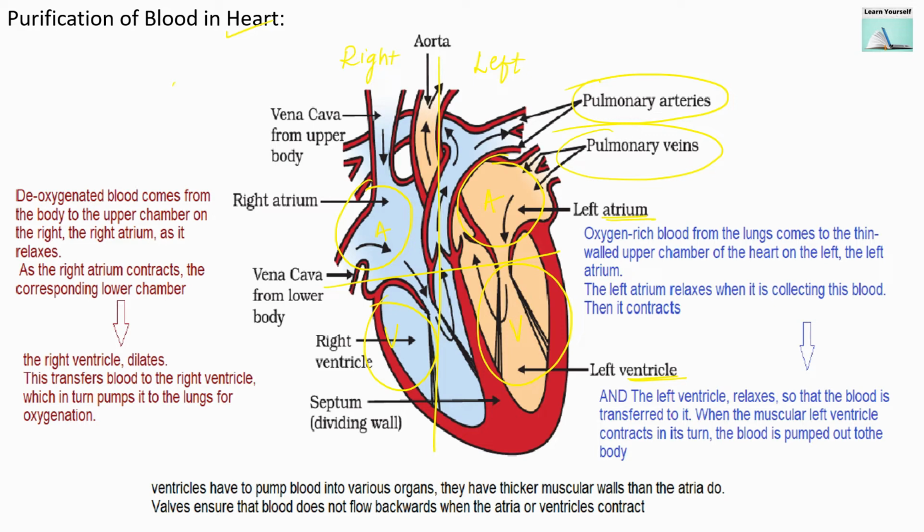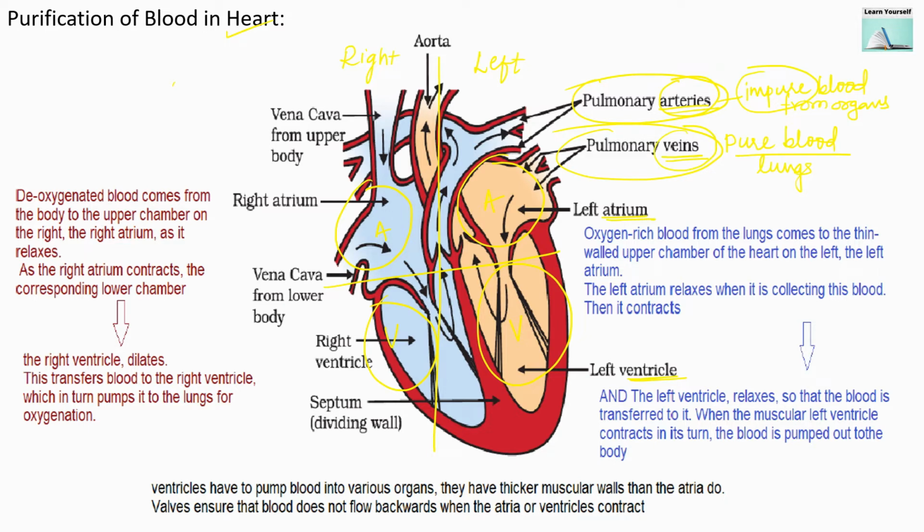But here, pulmonary veins are getting the pure blood from the lungs. So this is an exception for the veins, that pulmonary veins are getting the pure blood from the lungs. And pulmonary arteries are taking impure blood from the organs to the heart. So pulmonary arteries have the impure blood, whereas pulmonary veins have the pure blood.